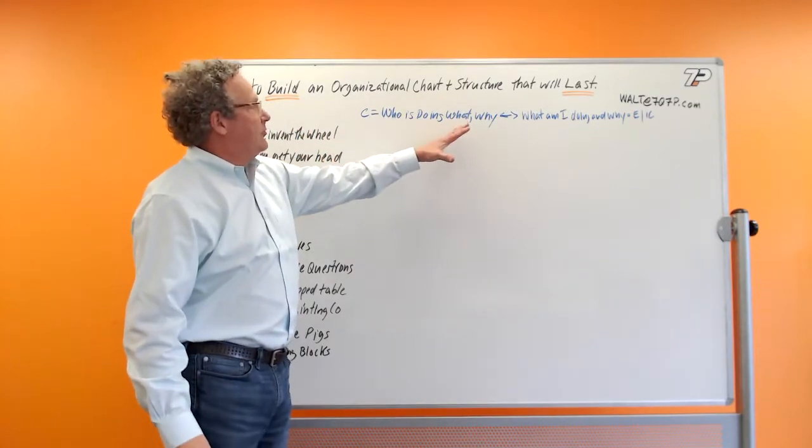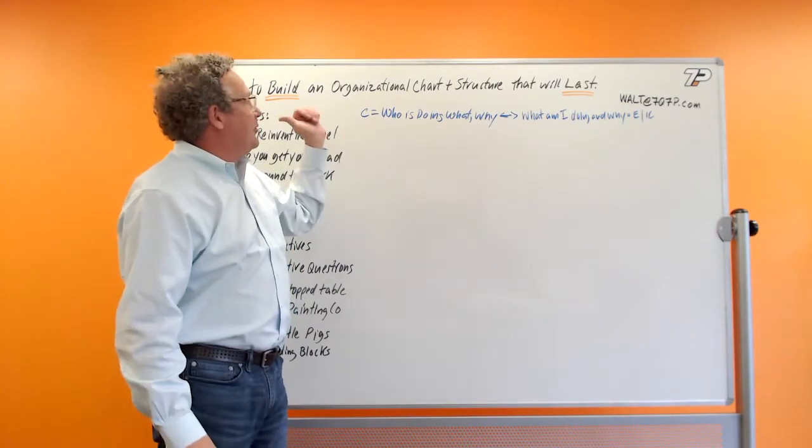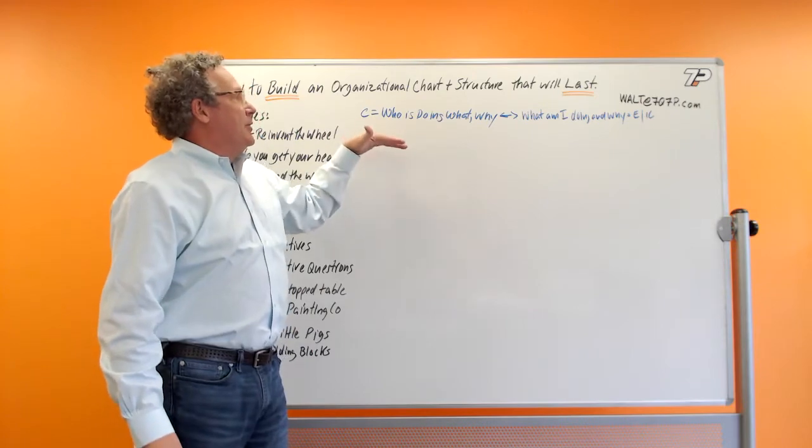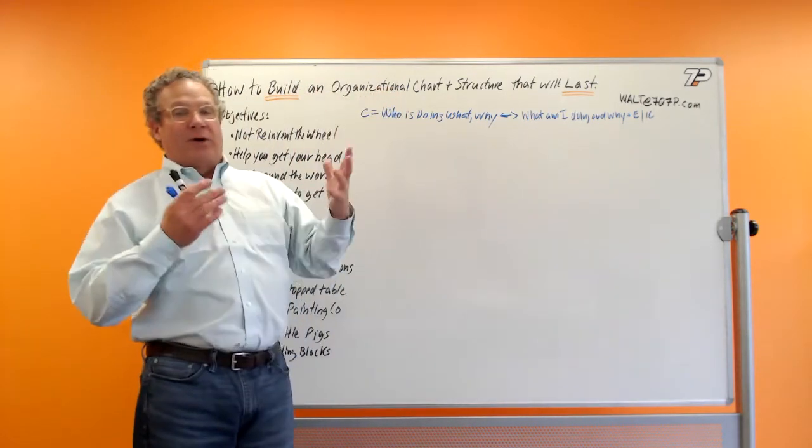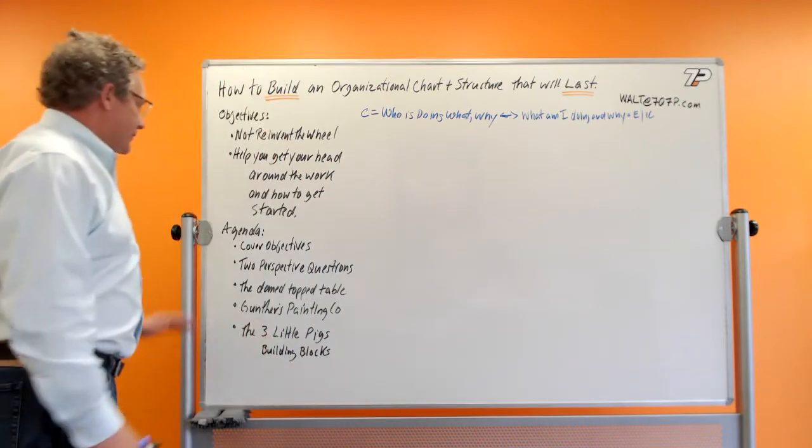Those are the two perspective questions. When the C-suite can say who is doing what and why, and they're clear, and the individual can say what am I doing and why? We've got the work done.